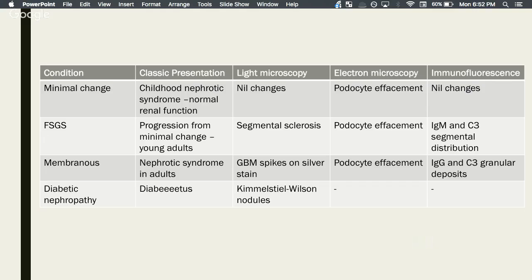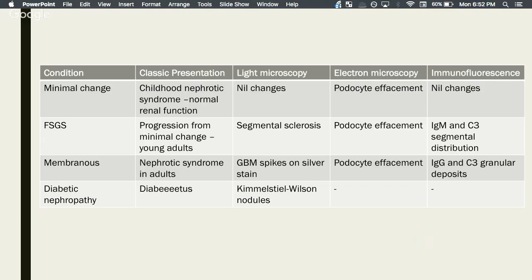So, in terms of the renal conditions, there are quite a few to know, but they're not too hard to remember because you really only need your buzzwords. So we'll just start with your nephrotic syndromes first. So you have minimal change, which is your childhood nephrotic syndrome.